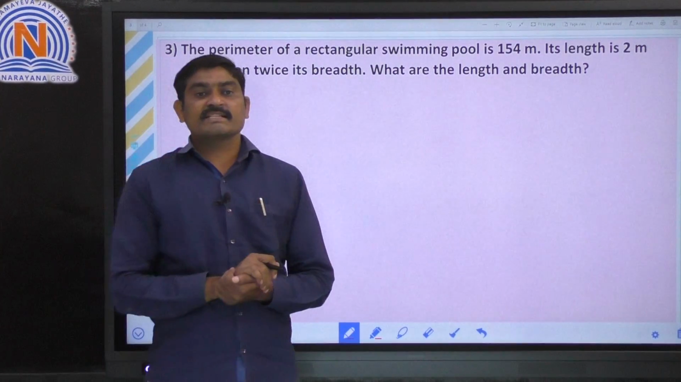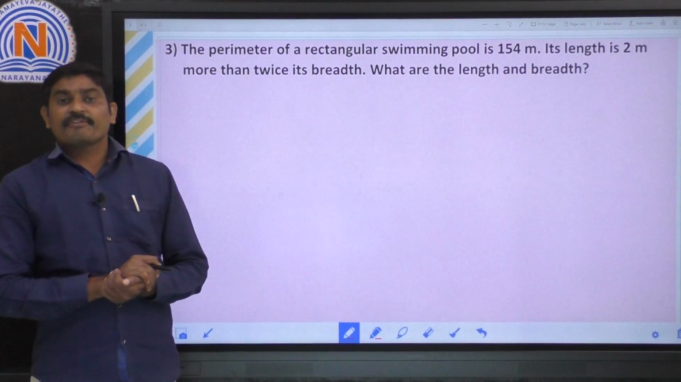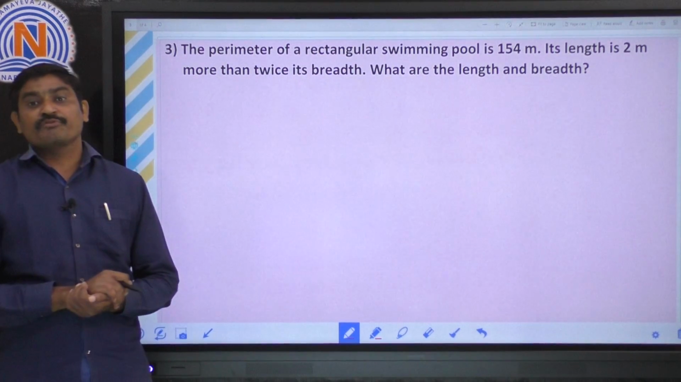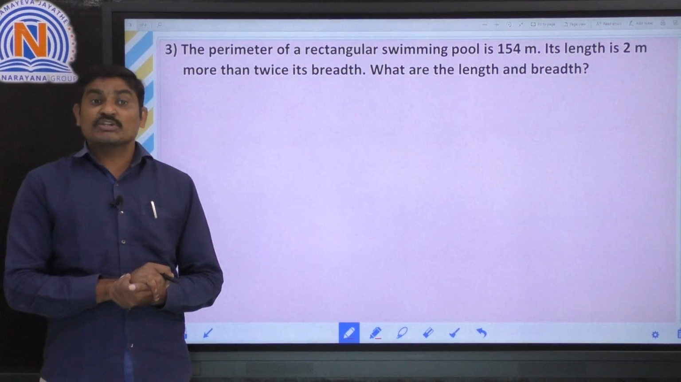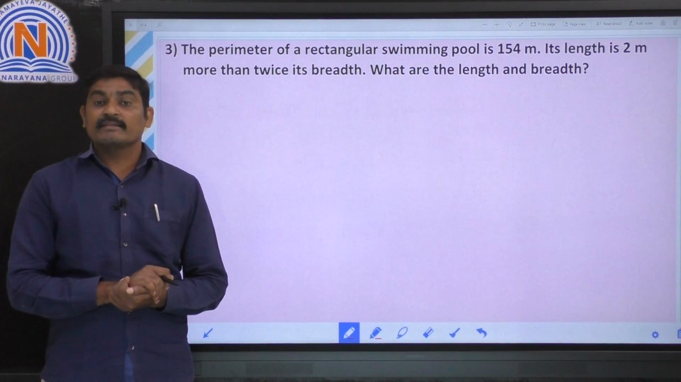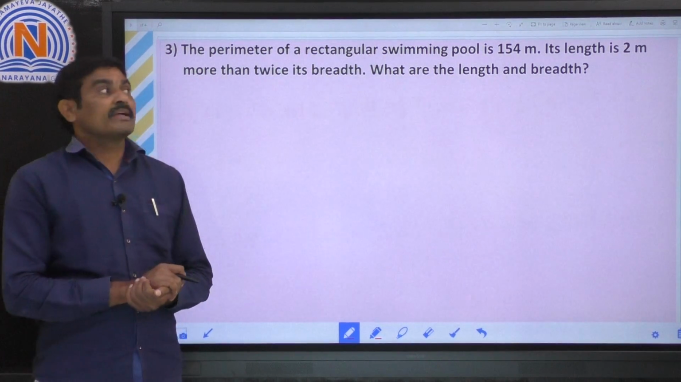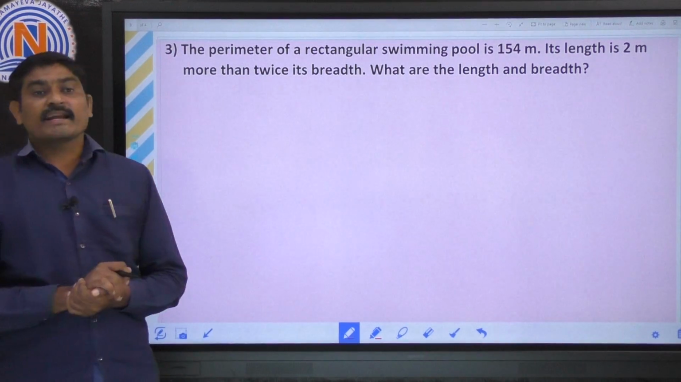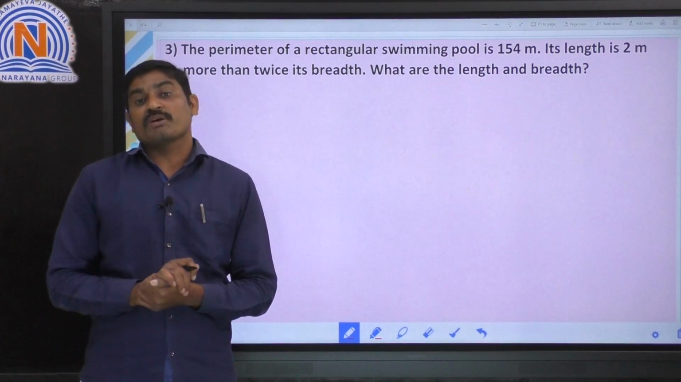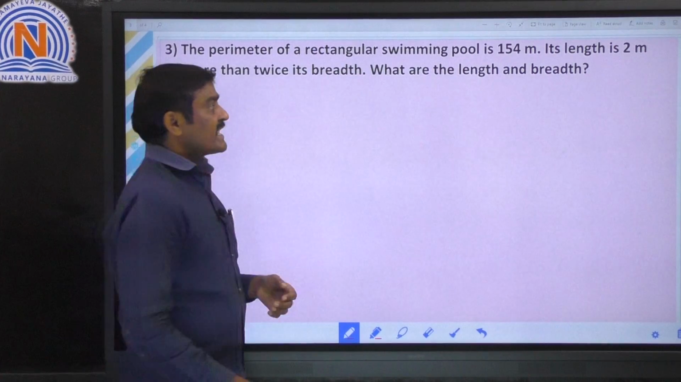Now the third question is: the perimeter of a rectangular swimming pool is 154 meters. Its length is 2 meters more than twice its breadth. What are the length and breadth? Here the perimeter of the rectangular swimming pool is 154 meters. So let us take one rectangle.